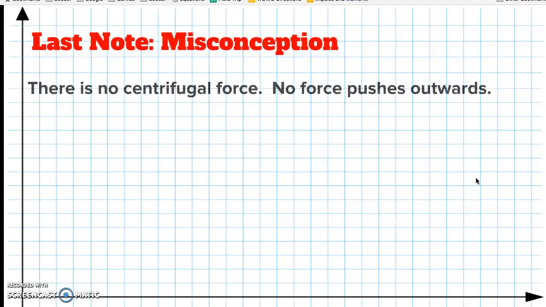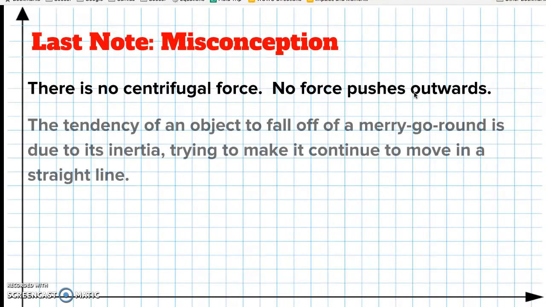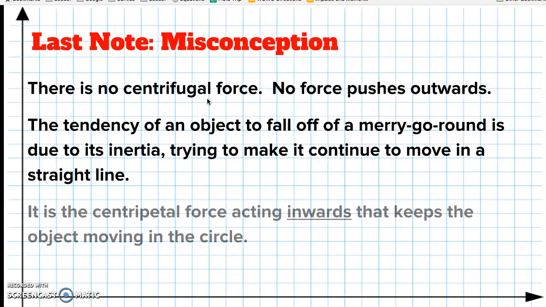Okay, before we leave, one last note. There is no centrifugal force. A centrifugal force is a mythical force. There is no force pushing you outwards. If your car hits ice, there's no force that pushes you out of the circle. It's simply your inertia, which tends to make you go in a straight line, and so you will not move in a circle. So there's really no such thing as a centrifugal force. It's really an inertia effect. So what you really need is a centripetal force, which acts inwards, which keeps you moving in a circle.